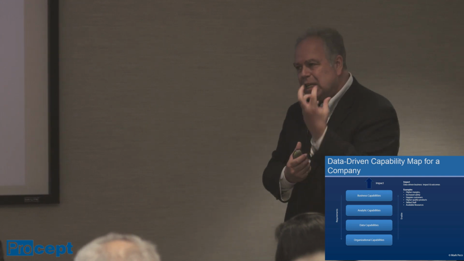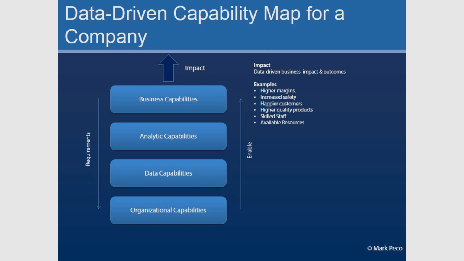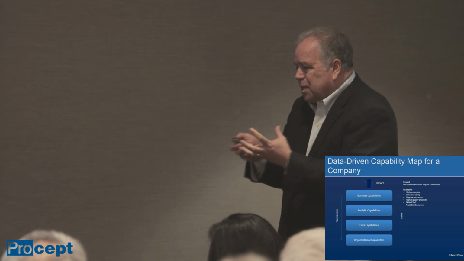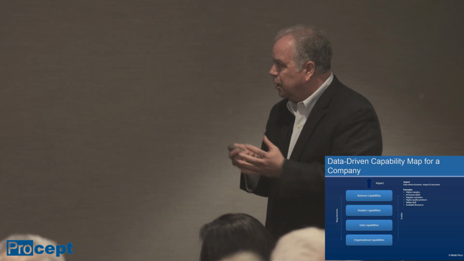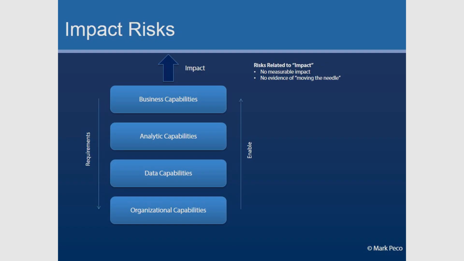Where's that net difference in terms of conditions or results or performance? Examples could be, I want higher margins, I want increased safety, happier customers, higher quality products, skilled staff, available resources. So that's potential impacts I could define. Now the risks introduced here is that we don't achieve that.